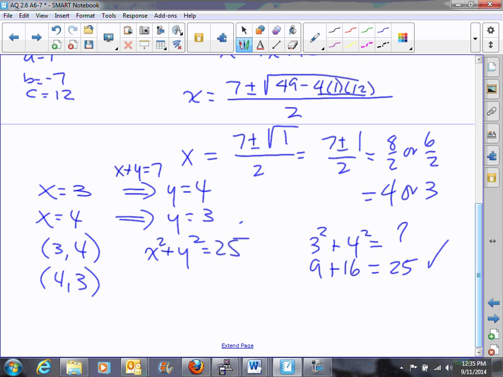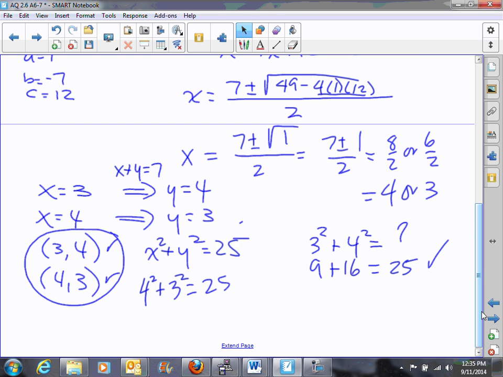So we get to keep 3, 4. And it's pretty obvious that 4, 3 is going to work as well, because 4 squared plus 3 squared is the very same thing as 3 squared plus 4 squared, or 25. So that one checks as well. So the two solutions to this system are 3, 4 and 4, 3.